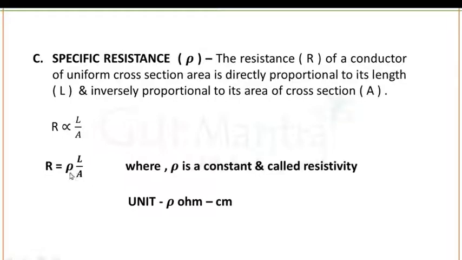If you want to calculate the specific resistance, you can simply interchange the values, and after interchanging you will get rho is equal to R A divided by L. The unit of specific resistance is ohm centimeter.